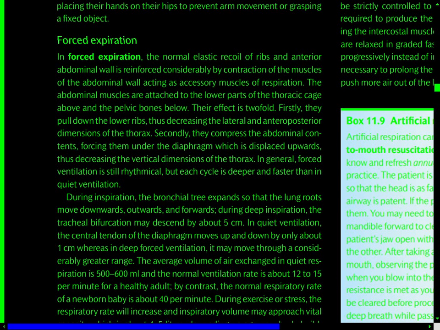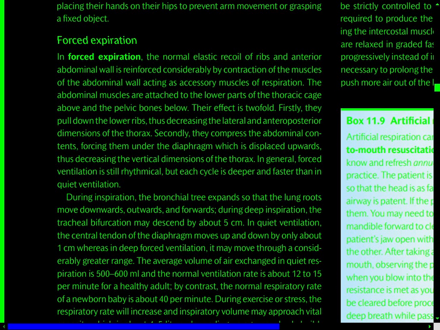The abdominal muscles are attached to the lower part of the thoracic cage above and the pelvic bones below. Again, the abdominal muscles are attached to the lower part of the thoracic cage above, pelvic bones below.